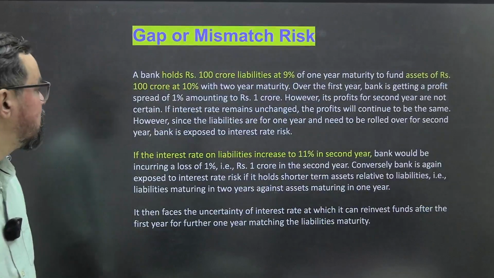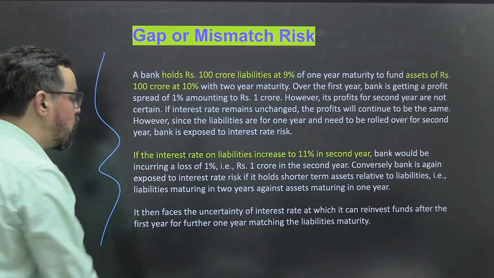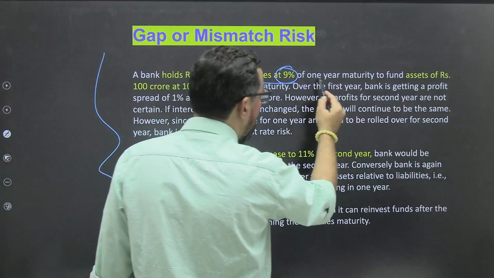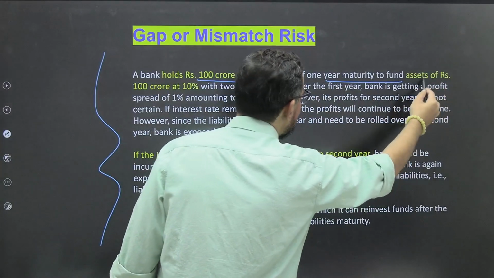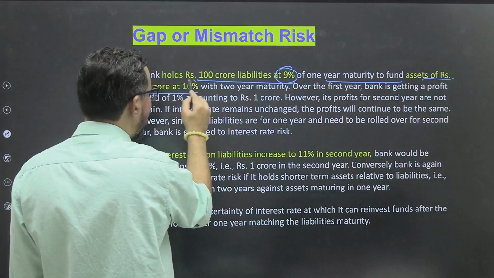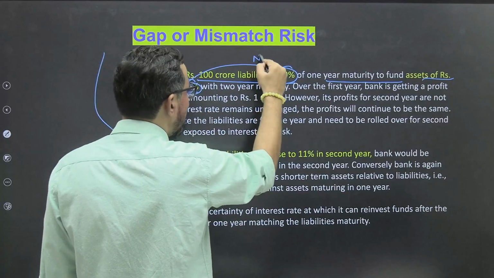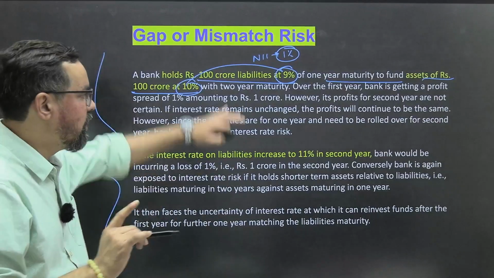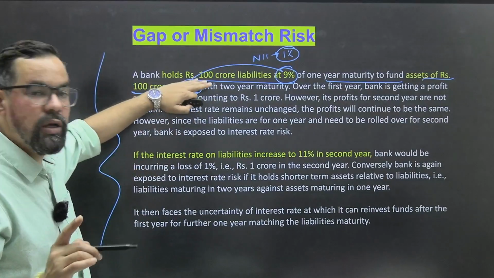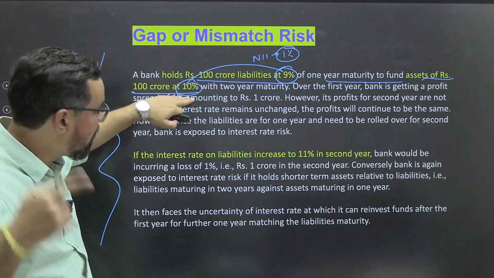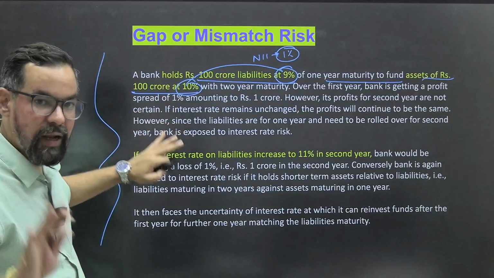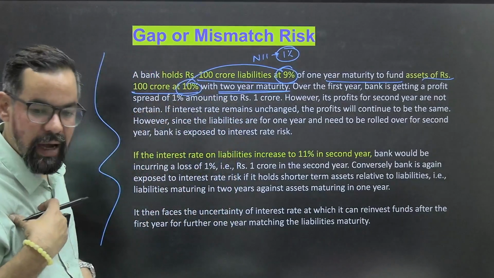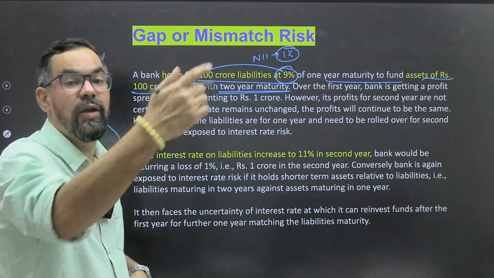Alright, let's go to the next one, guys. We have an example also. Let's quickly go through this one. A bank holds 100 crore rupees of liabilities at 9% of 1 year maturity to fund assets of rupees 100 crore at 10%. Initially, their NII is 1%. Basically, we are earning 1% on this particular asset creation. We have taken a liability of 100 crore rupees at 9%, and we have created an asset at 10%. But this asset we created for 2 years maturity. The deposit we have taken for 1 year, but the asset we have created for 2 years.